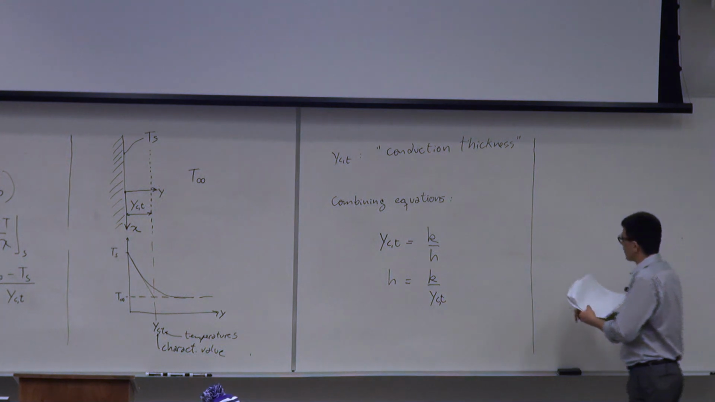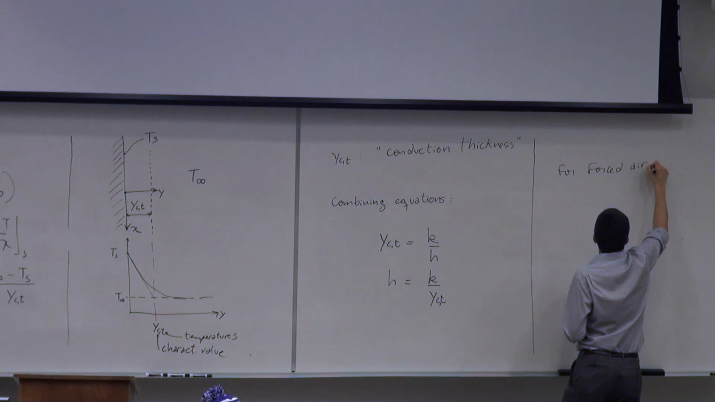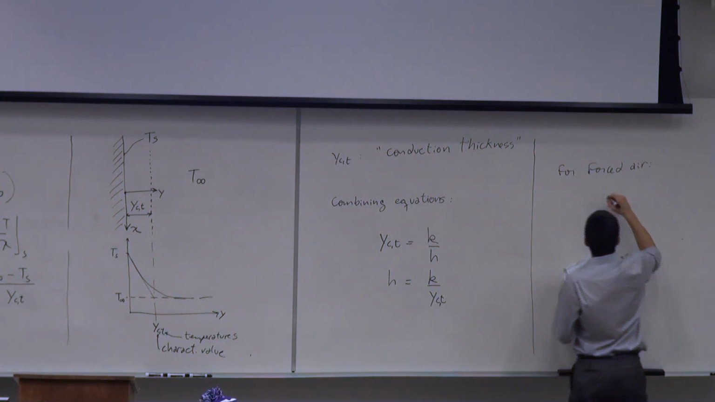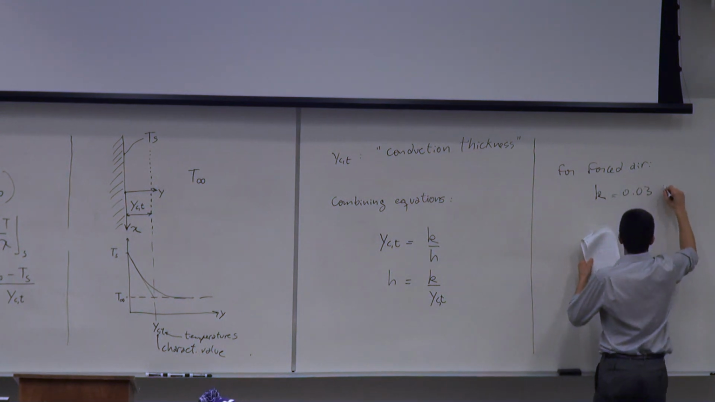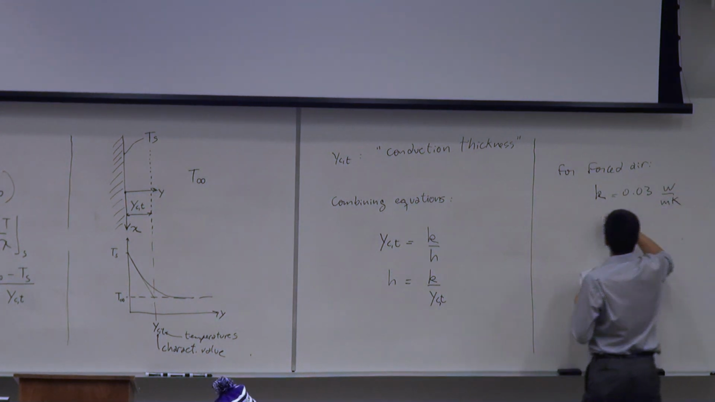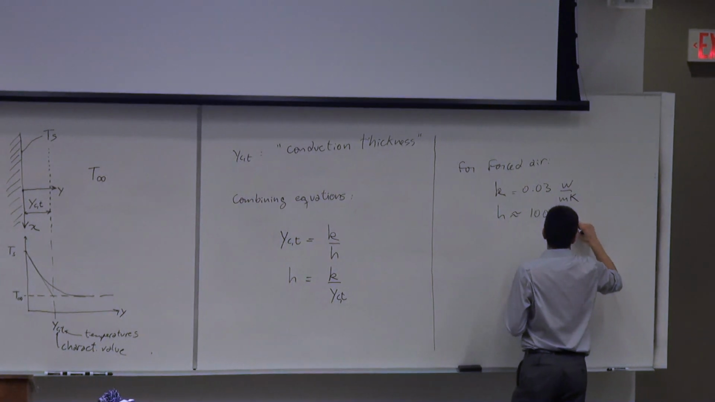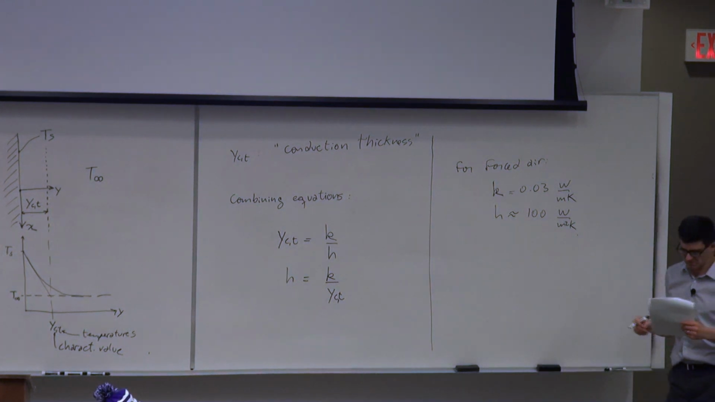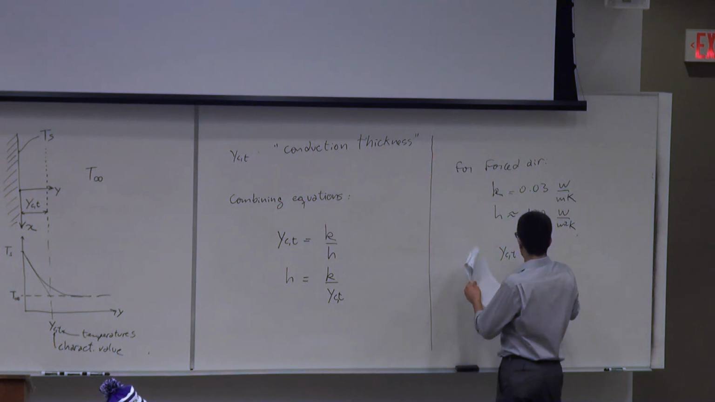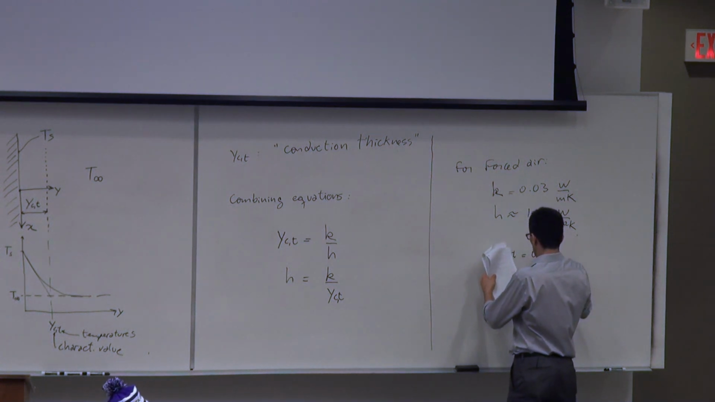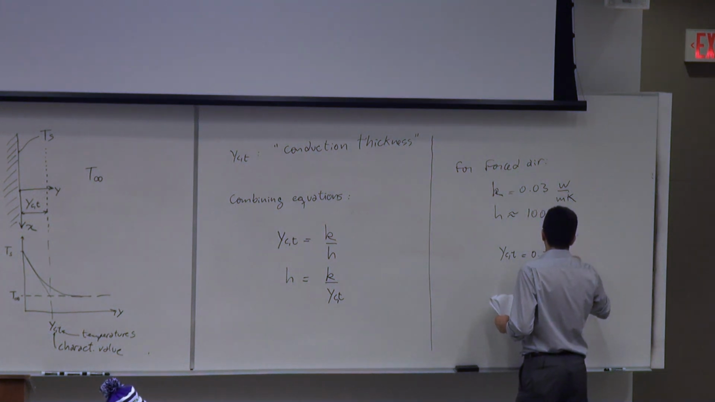So for forced air, that would be the convection coefficient when we have wind, right? K is 0.03 watts per meter Kelvin. H is more or less 100 watts per meter square Kelvin. These are ballpark values we've been using all along. And this gives us YCT equals 0.3 millimeters.